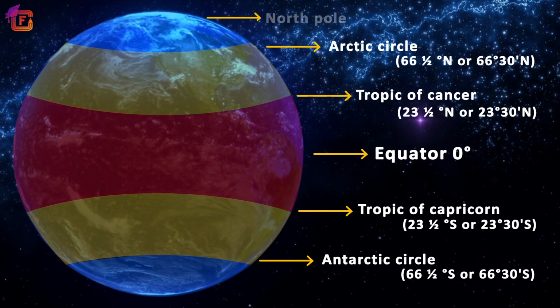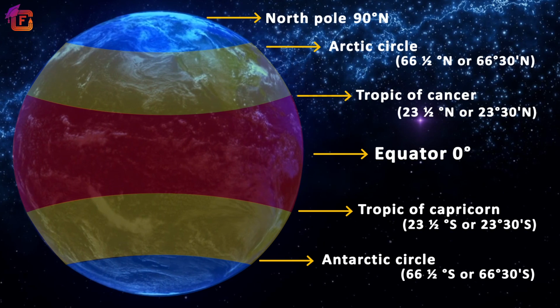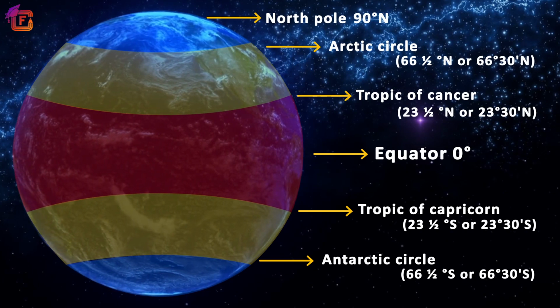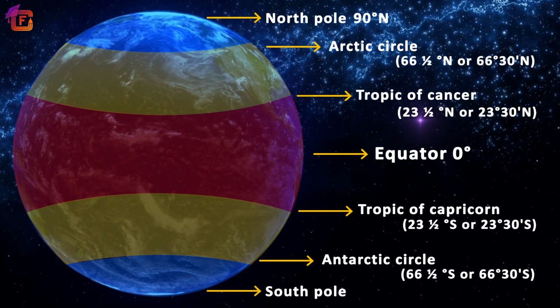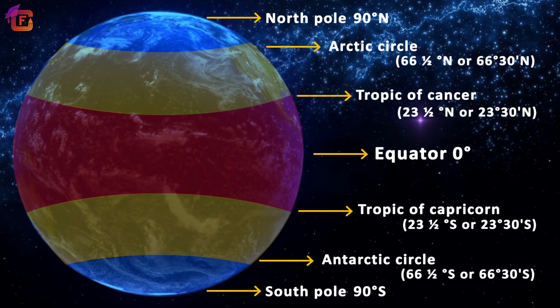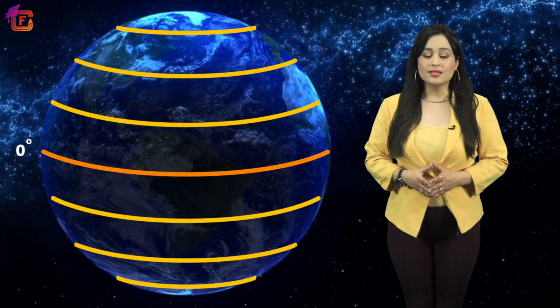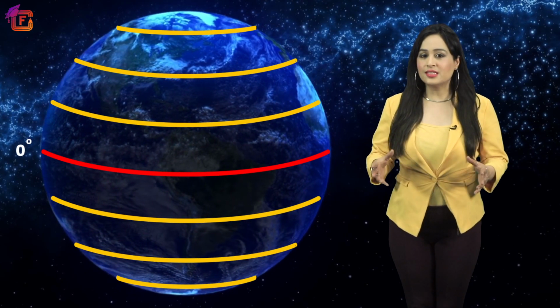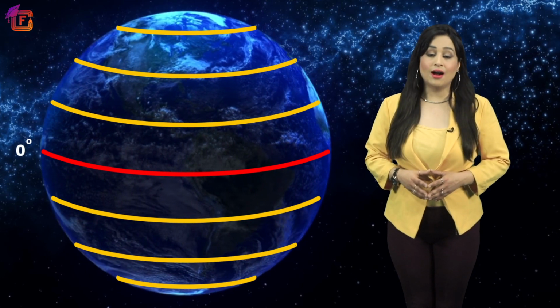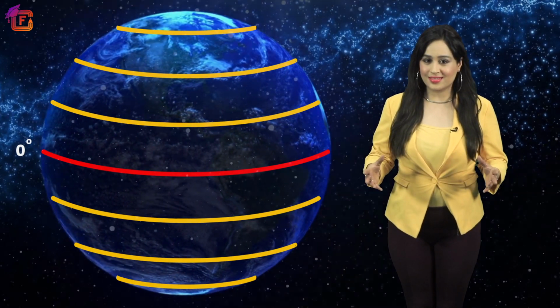The sixth is the North Pole, that is 90 degrees N, and the seventh is the South Pole, that is 90 degrees S. Finally, we can say that latitudes are the horizontal parallel lines. Thus, equator is called the Great Circle as it is the largest among all the circles.